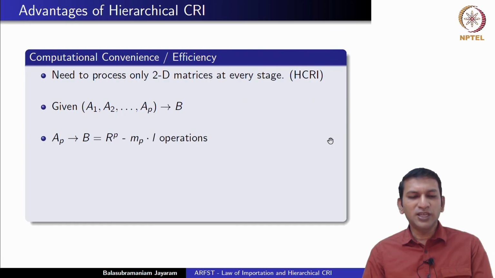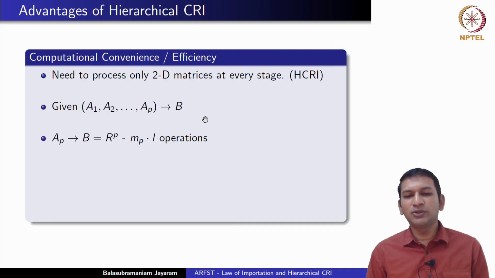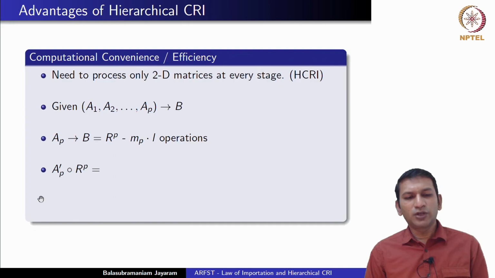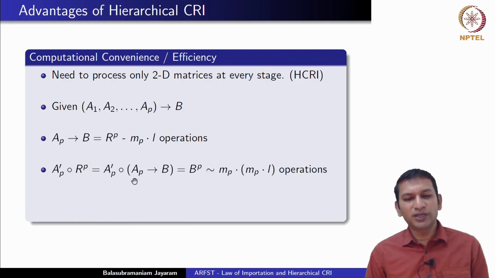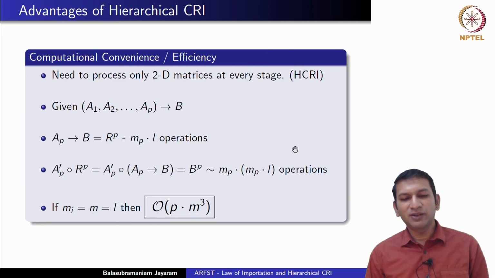So essentially, to obtain this single input and single output case, we need only m power p into L operations. Now to compose once again, this is what it means. Note that at any point of time we are only going to consider single input, single output rules and a single input A dash or A p dash and obtain the corresponding consequent. So essentially all the time we are only using m cube operations, and we may have to do it p times. So the overall computational complexity is nothing but p times m cube.